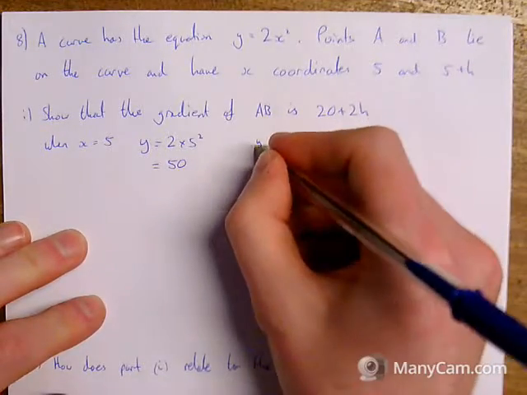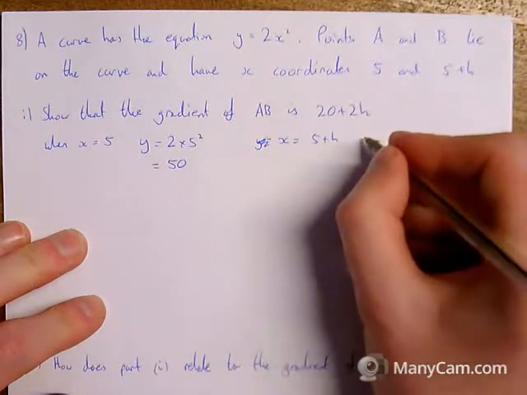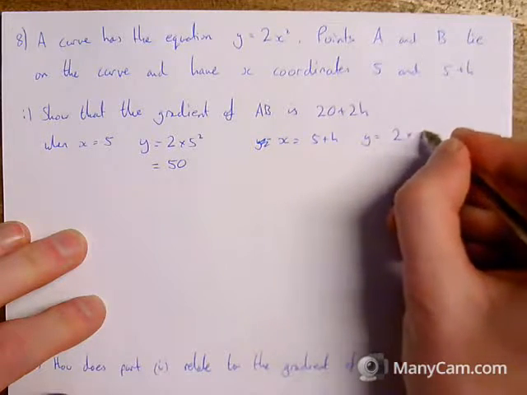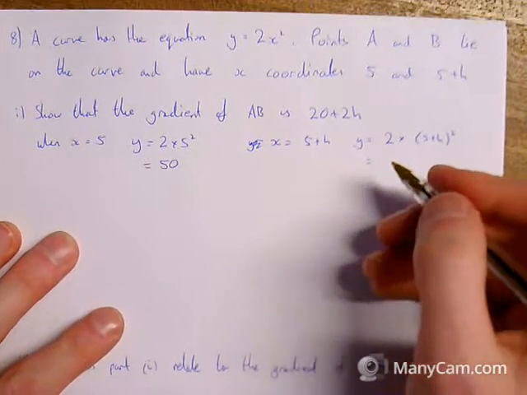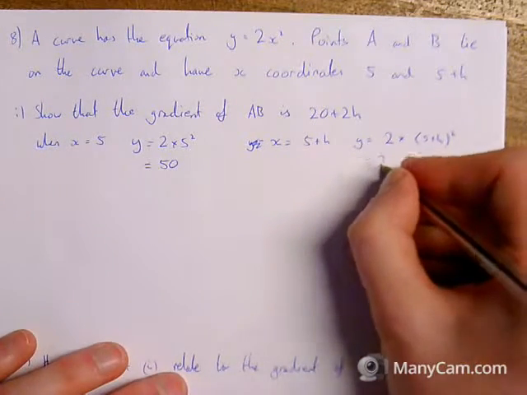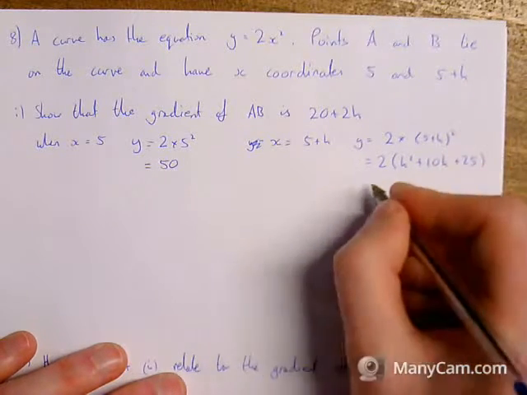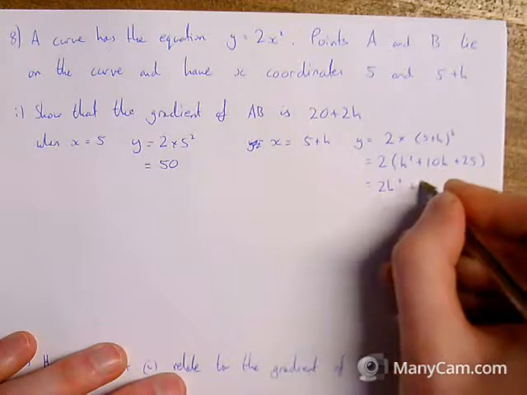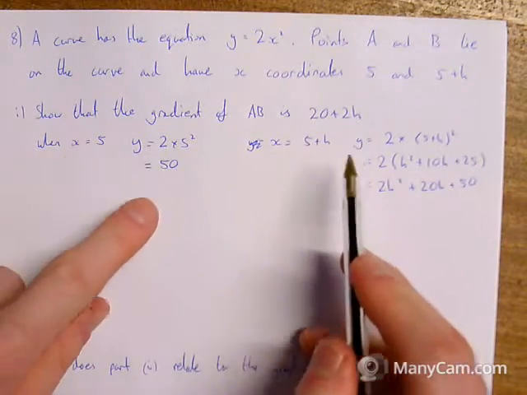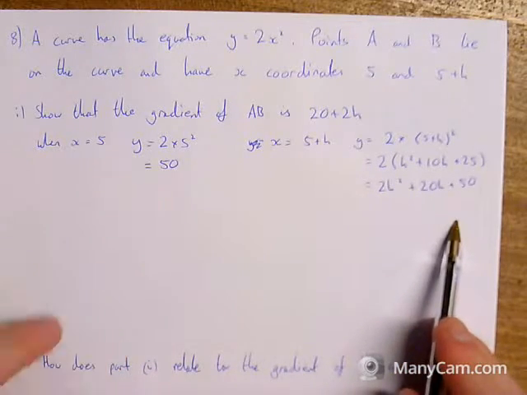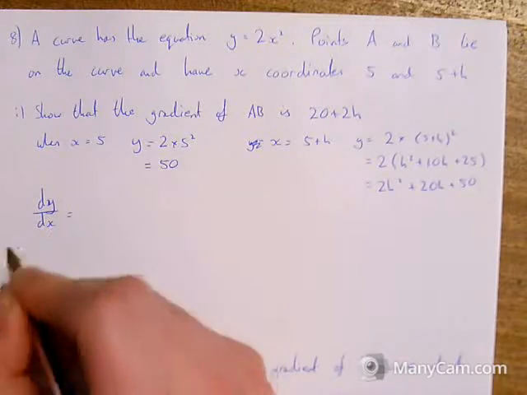And then for point B, our x value is 5 plus h, so therefore our y value is going to be 2 lots of (5 plus h) squared. If I expand out that bracket and simplify, you end up with 2 lots of h squared plus 10h plus 25, which gives me 2h squared plus 20h plus 50. So I've got my 2 x values, and now I've found my 2 y values. Next step, like I said, is to do the difference in y divided by the difference in x.